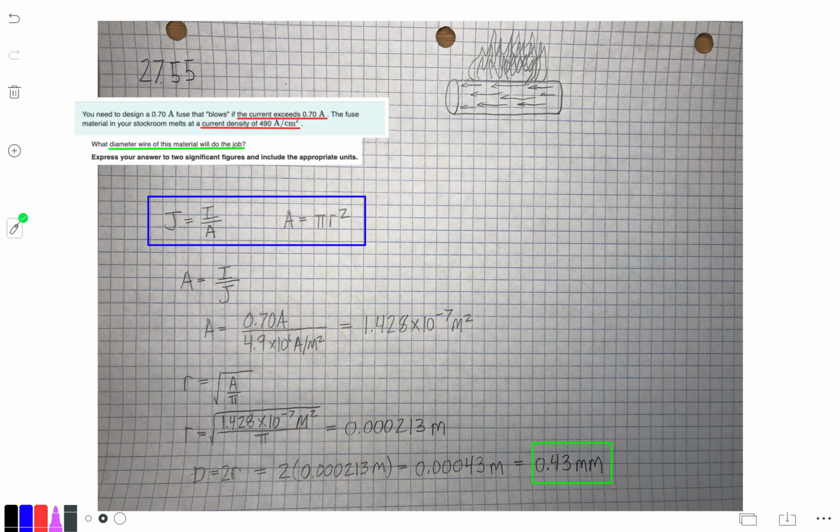In this problem, we are asked to calculate the diameter of wire that will cause a fuse to blow given the current and the current density. So this is actually a pretty helpful problem, real world.